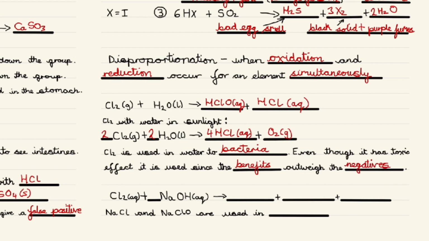Okay, and the reaction between chlorine and sodium hydroxide is you form NaCl plus NaClO plus H2O. Okay, and you have 2 moles of sodium hydroxide. And you need to know that sodium chloride and sodium chlorate are used in bleach.